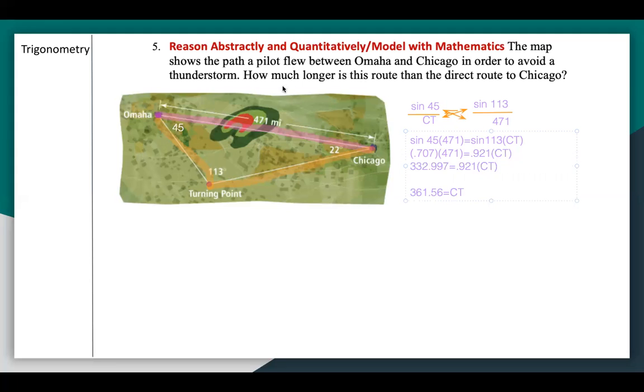And again, this was determined by dividing by 0.921 to both sides, because these will cancel out. And so this length right here is 361.56 miles. Okay.